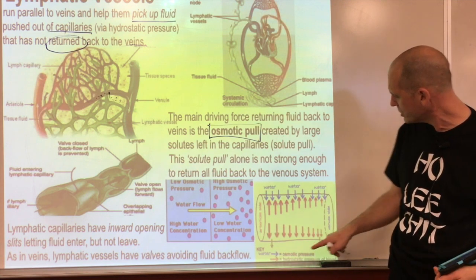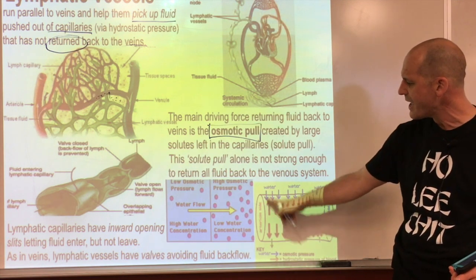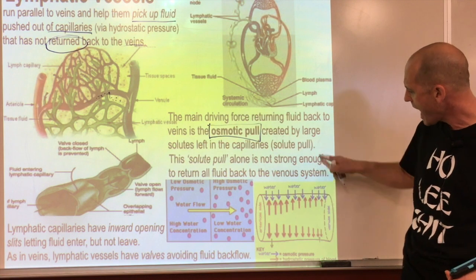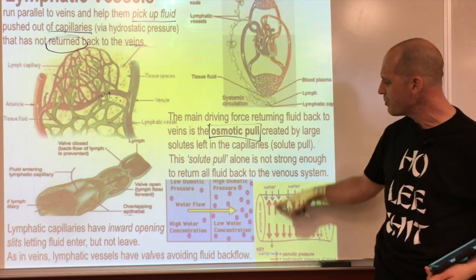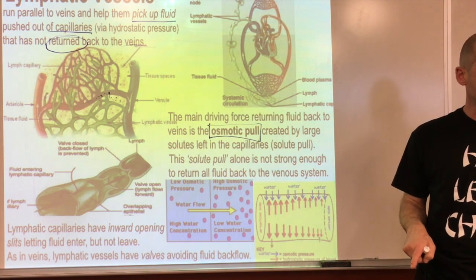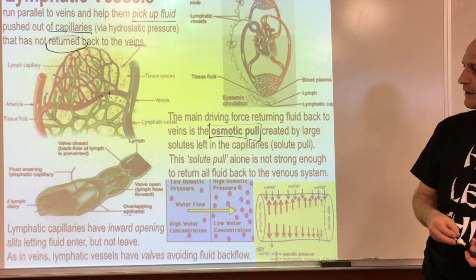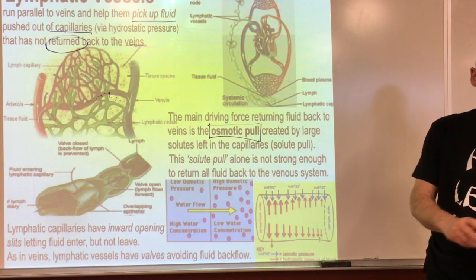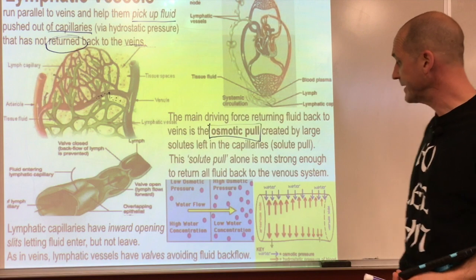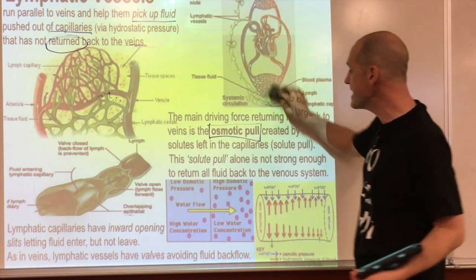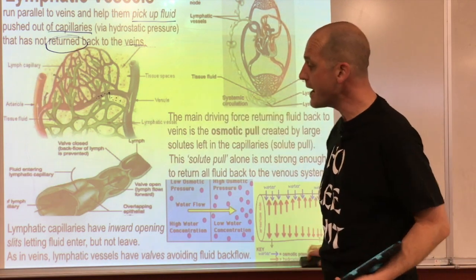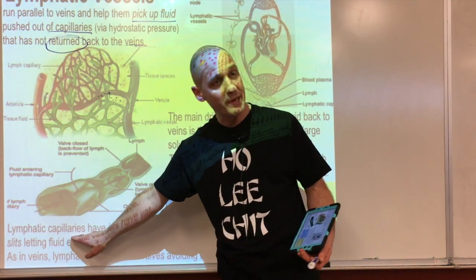So on the arterials, this is the arterial side, this is the venous side. So the red arrow pushes blood out, and the blue arrow, the osmotic pull, brings blood back in. So that's that dual effect. However, the hydrostatic pressure is stronger than the osmotic pressure. And so some fluid will stay behind in the tissues, and that's where the lymphatic capillaries come in.